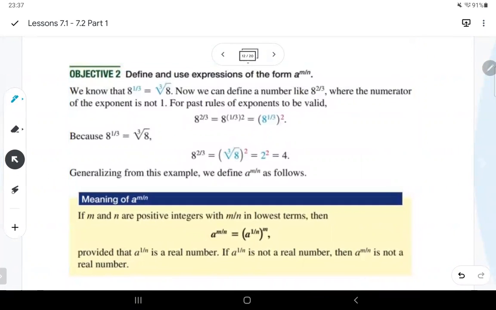Okay, so this objective is telling us to define and use expressions of the form a to the m over n, so exponential form. We know that 8 to the 1/3 is equal to the cubed root of 8. Now we can define a number like 8 to the 2/3 where the numerator of the exponent is not 1. For past rules of exponents to be valid, 8 to the 2/3 equals 8 to the 1/3 times 2. So because 8 to the 1/3 equals the cubed root of 8, we would be taking 2 squared, which is 4. So if we generalize this rule, we see that we have a to the 1 over n power raised to the m power.